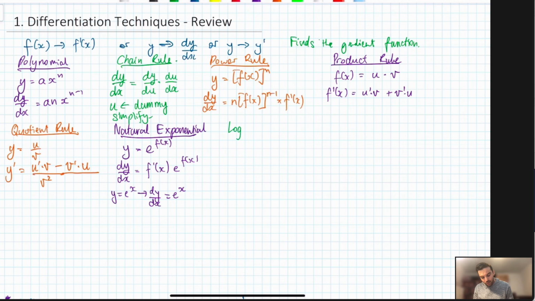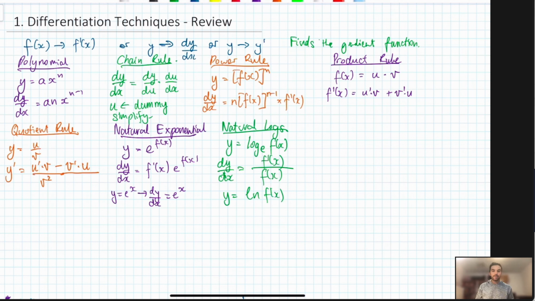Let's look at logarithms, and I should say natural logarithms. Okay, so if we want to differentiate these, this is log base e of f of x, and this one's amazing as well. It seems scary to differentiate logarithms, but they're actually not too bad. The f of x goes to the bottom, and on the numerator is the gradient function. Now remember that this could also be expressed as ln f of x, okay?